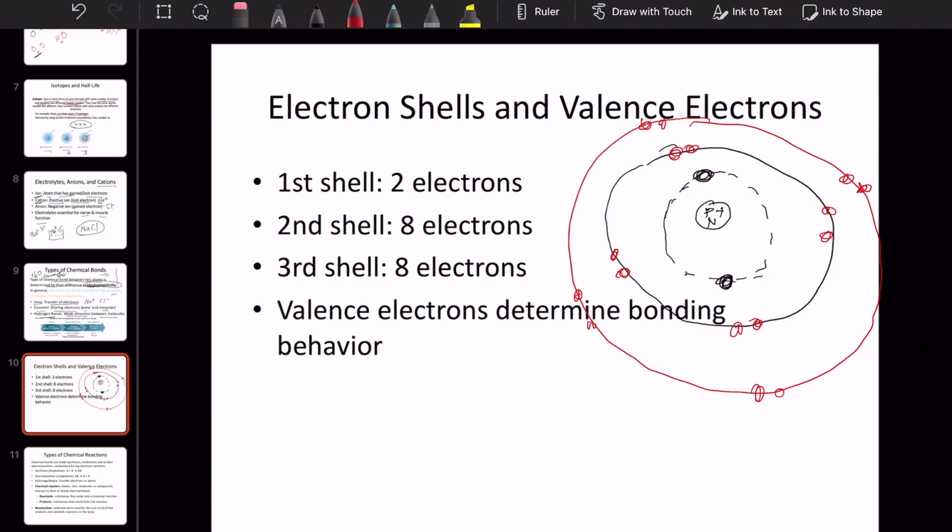The valence electrons are the outermost electrons. The one I drew right now is stable. Like we mentioned with oxygen or hydrogen, oxygen needs 2 more.